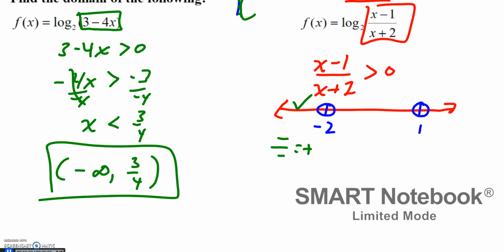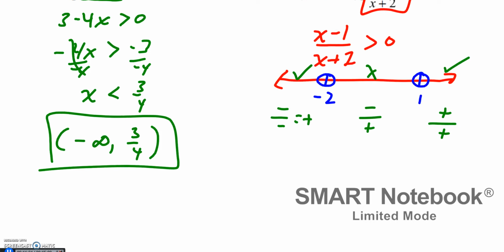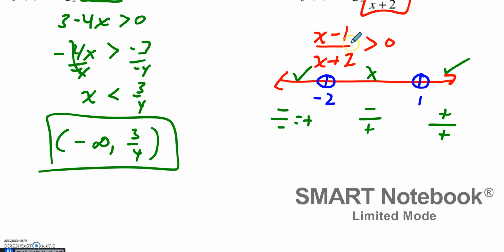If I plug in 0 in here, you get a negative on the top and a positive on the bottom, which makes a negative. Nope. If I plug 2 in from this interval, that would be positive on top and positive on bottom, so we get positive. This is why the cumulative review is so important, because of something like right now. The answer in interval notation would be -infinity to -2, union 1 to infinity.